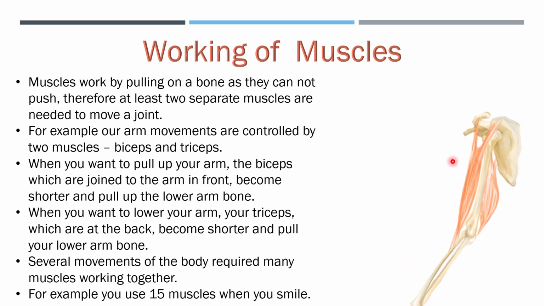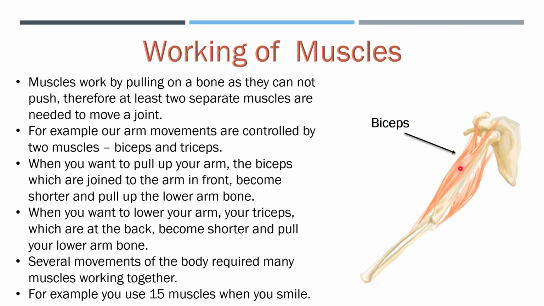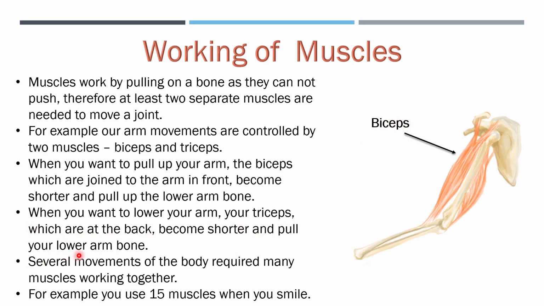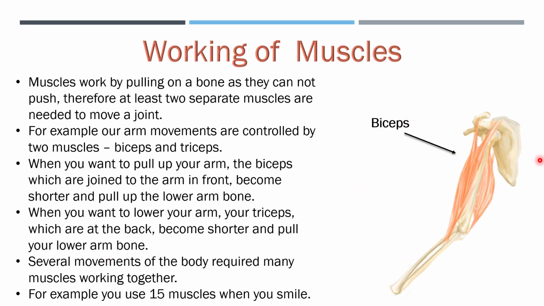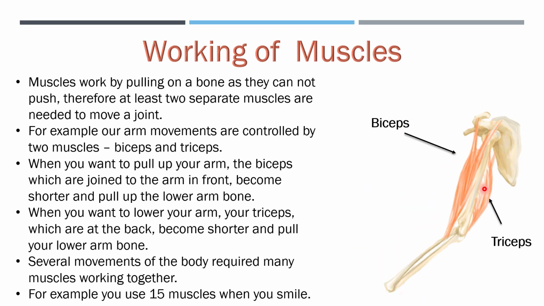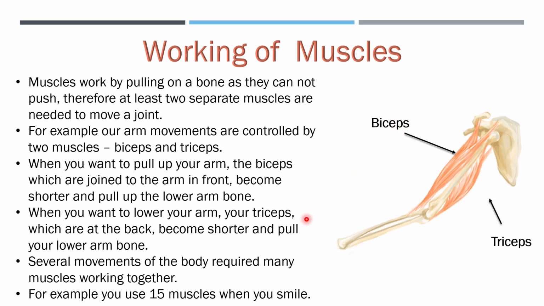As we can see in this image, this portion is your biceps, which is getting shorter when you're lifting your arm up. When you want to lower your arm, your triceps, which are at the back, become shorter and pull your lower arm bone. As we can see over here, this is our triceps, which is pulling our arm down.